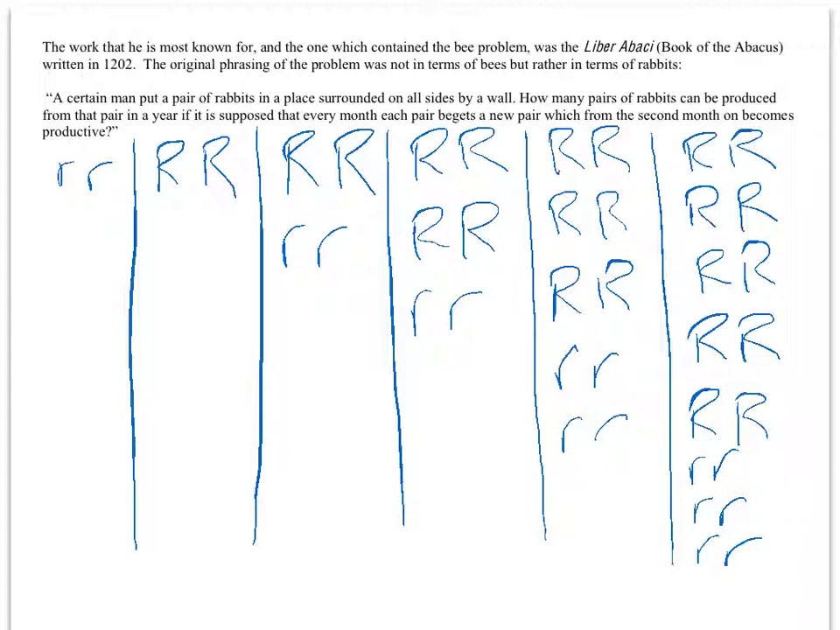So let's look at the sequence and the number of pairs of rabbits in each of these months. Month one, we have one pair of rabbits. Also one in month two. Then we have two. Then we have three. Then we have five pairs. Then we have eight pairs. And we could predict that in the next month we would have 13 pairs and 21 pairs, etc.